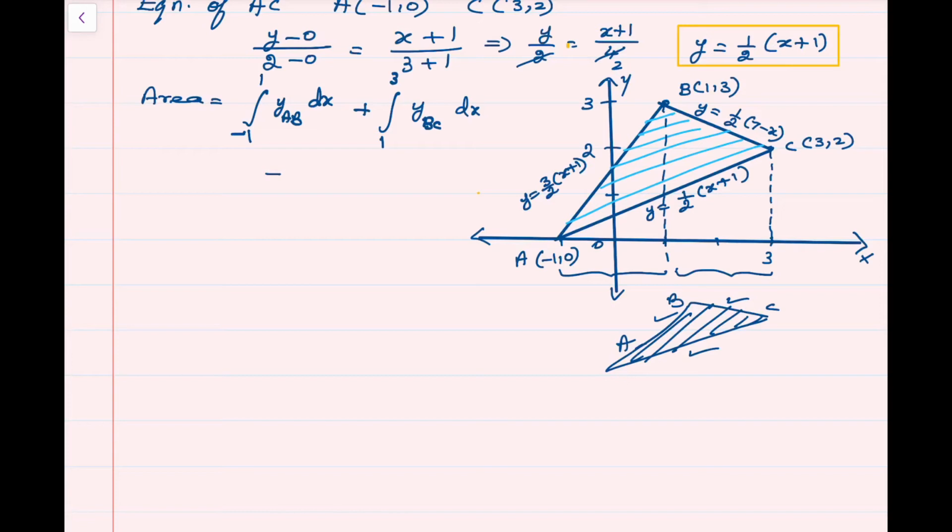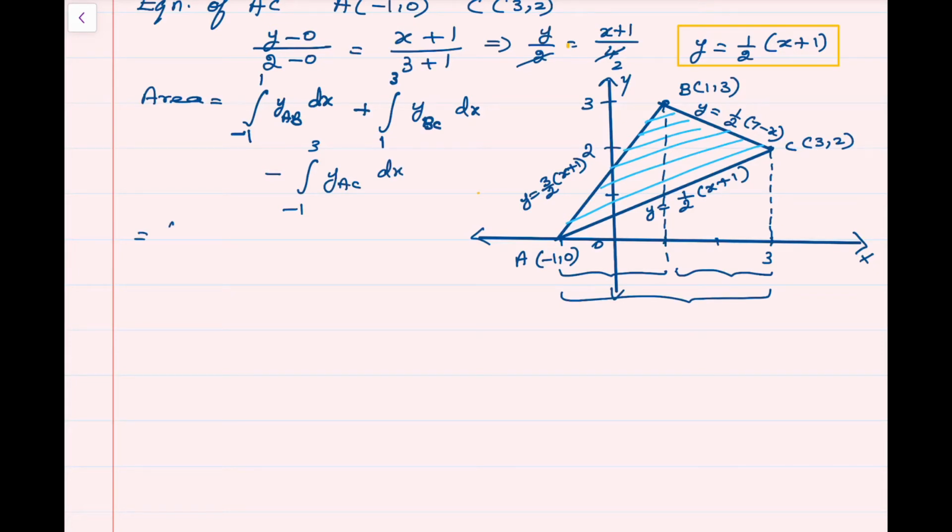In some triangles you may have one upper curve and two lower curves. So, in that case upper curve minus these two lower curves you have to do. Here we have only one lower curve which has to be subtracted. Integral the lower curve AC, look at the limits, -1 to 3 of y of AC line. Let us substitute for y.